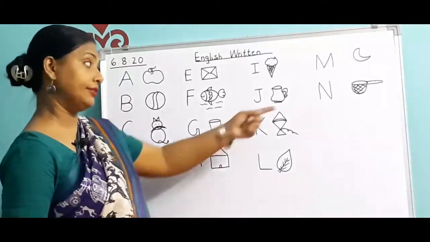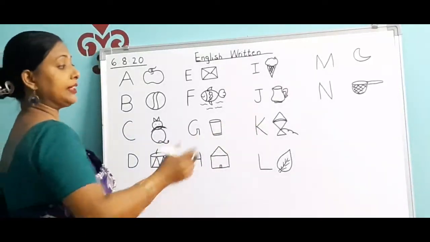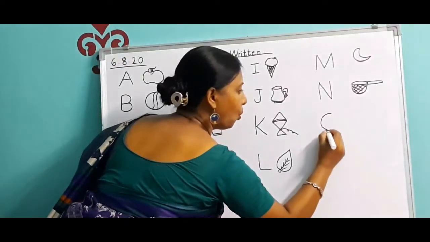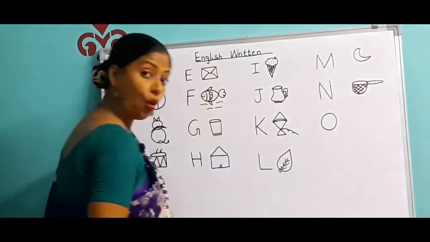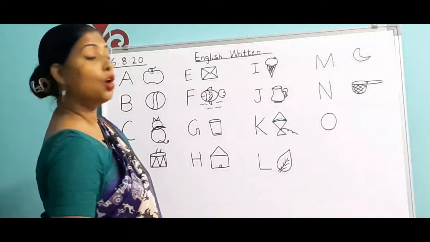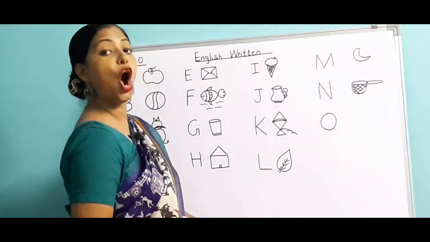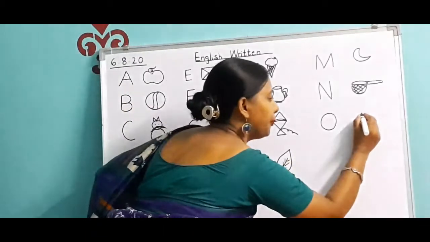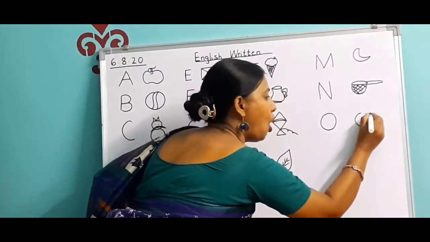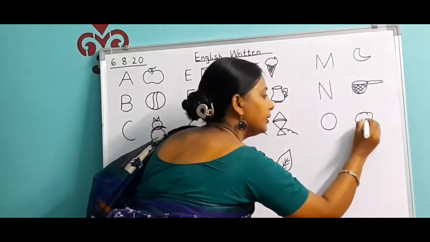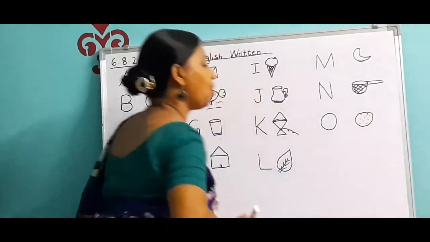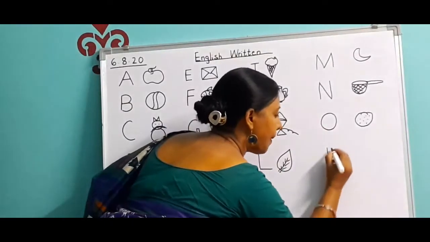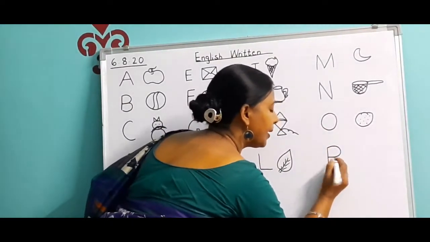Okay. So which alphabet comes after N? After N comes O. O for orange. O says orange. How do we make orange? This is an orange. After O comes P.